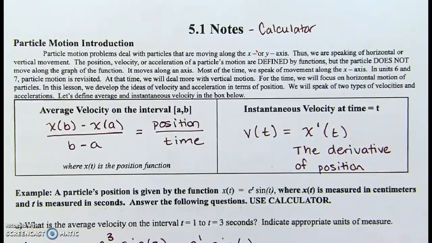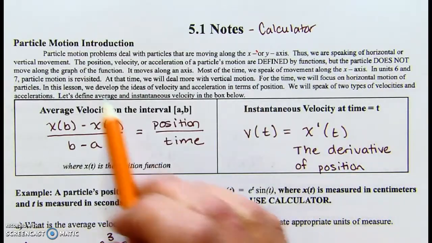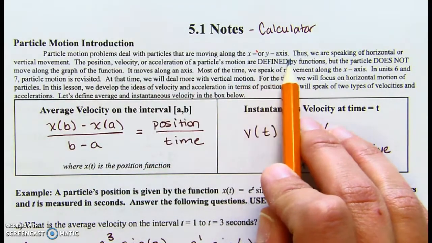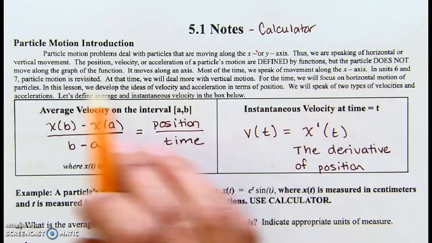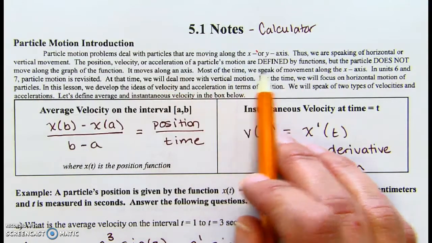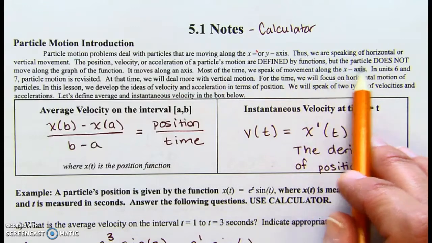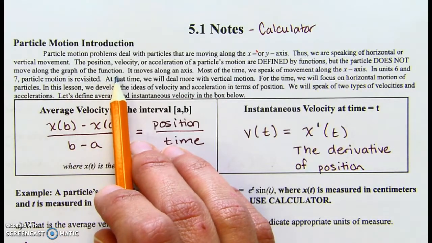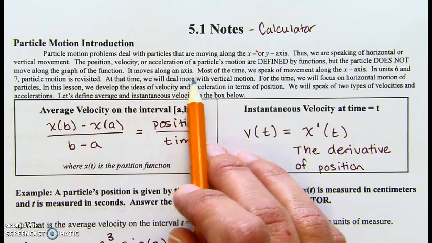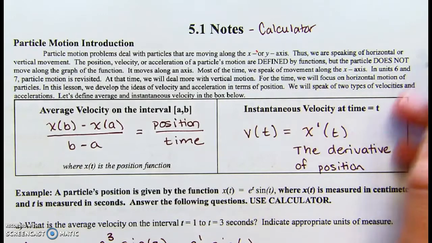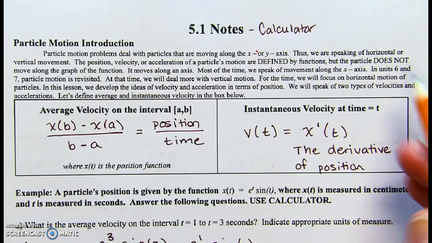Here we go. I'm going to read this paragraph. Particle motion problems deal with particles that are moving along the x or y axis. Thus, we are speaking of horizontal or vertical movement. Position, velocity, acceleration of a particle's motion are defined by functions, but the particle does not move along the graph of a function. It moves along an axis. Most of the time, we'll speak of movement along the x-axis, so horizontal movement.